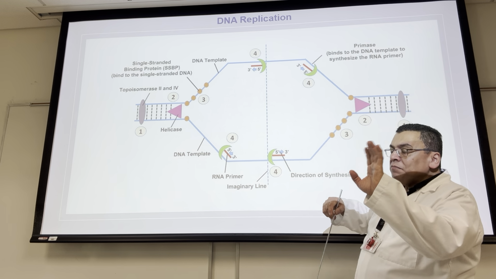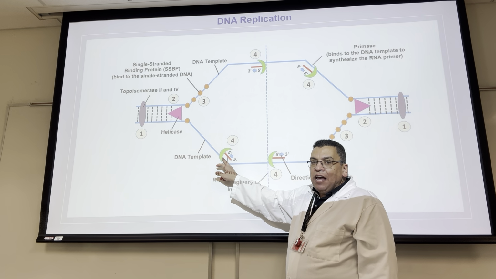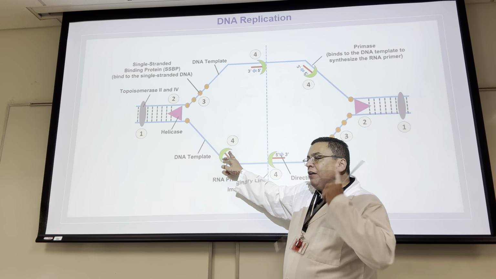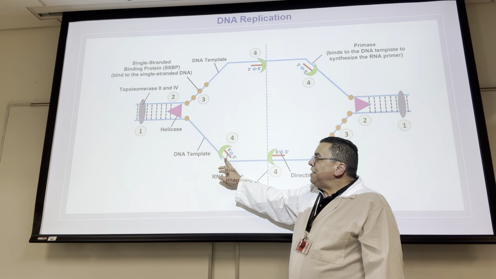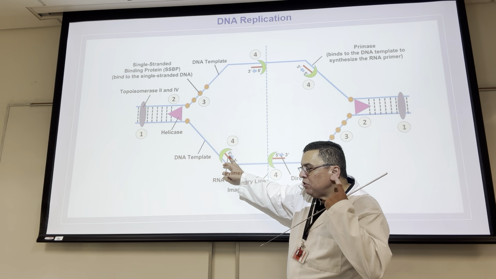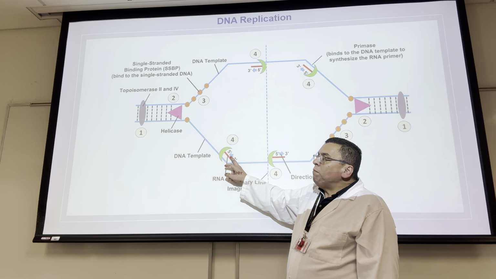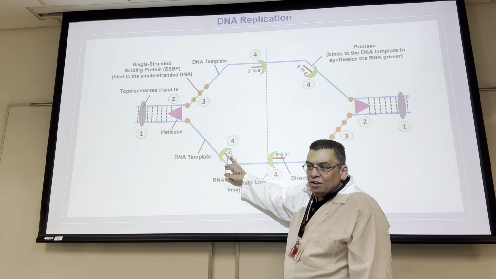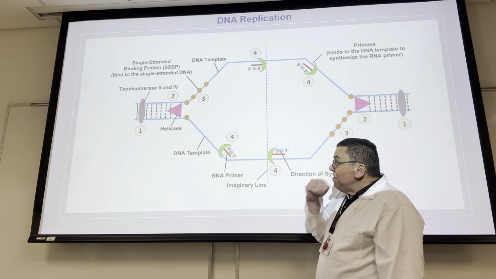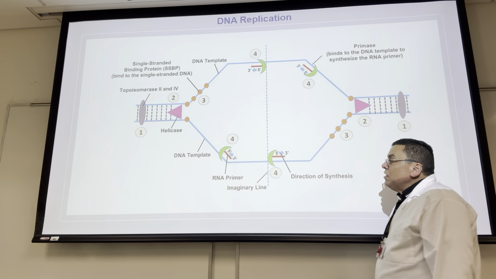So let me try this. If the primase reads a G on the DNA, what will it bring on the RNA? C. Good. If the primase reads a C on the DNA, what will it bring on the RNA? G. If the primase reads an A on the DNA, what will it bring on the RNA? U. Very good. Nice catch. That's what I want to get to. You're not going to have T's here because it's RNA.